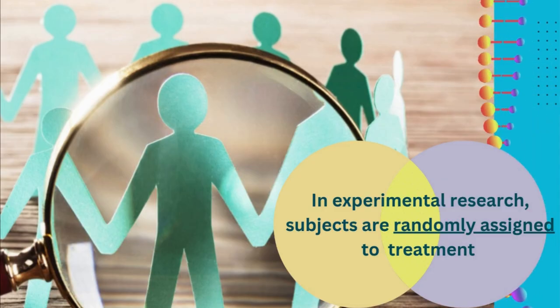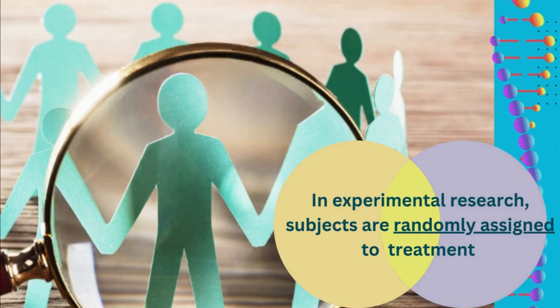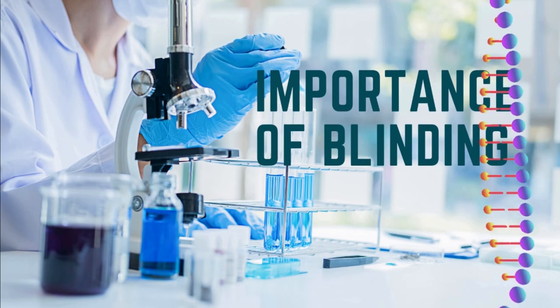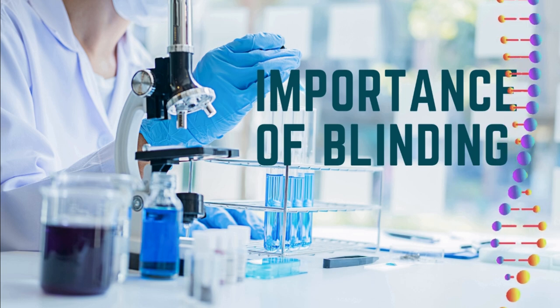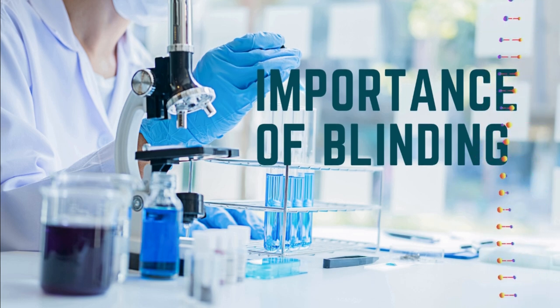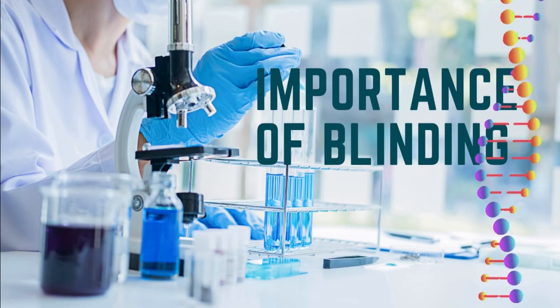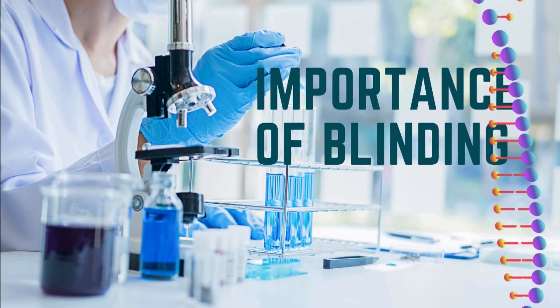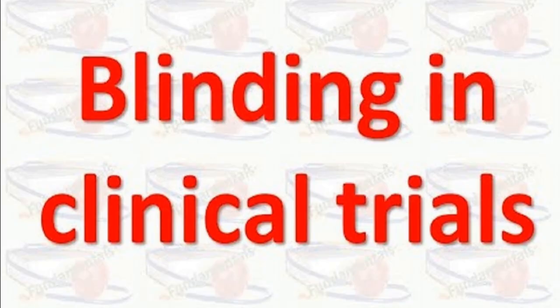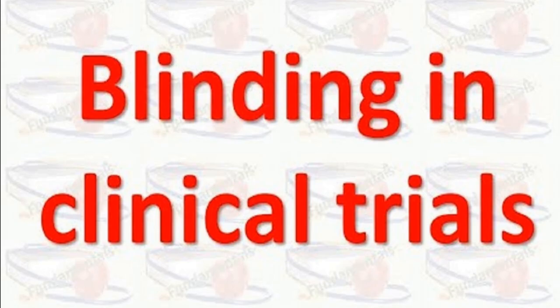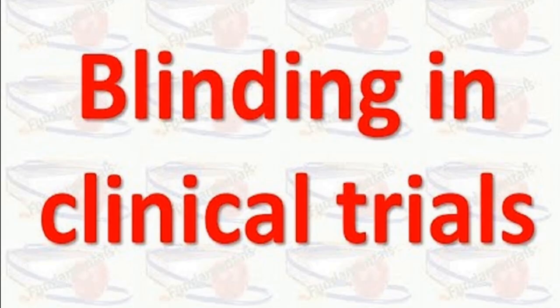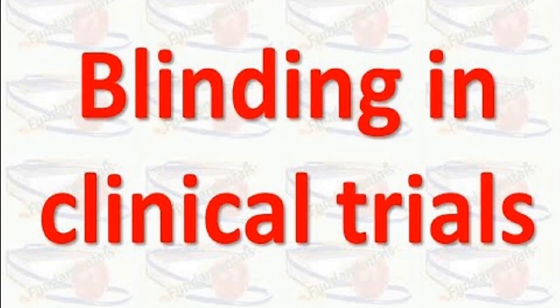So, why is blinding important? Blinding in a study is important to avoid research biases in all types of scientific research. Now, you have to understand the importance of blinding. Blinding means withholding which group each participant has been assigned to.